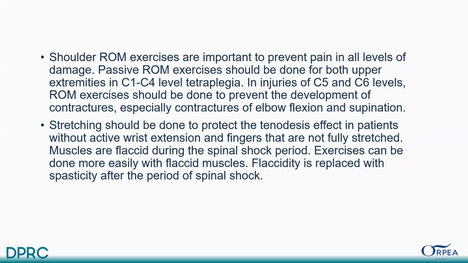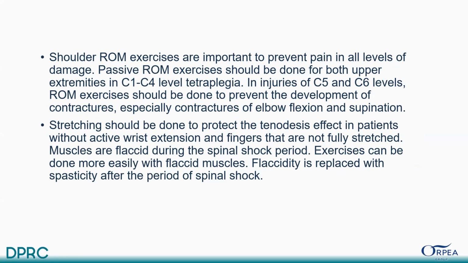Shoulder range of motion exercises are more important to prevent pain in all levels of damage. Passive range of motion exercise should be done for both upper extremities in C1 to C4 level tetraplegia. In injuries of C5 and C6 level, range of motion exercise should be done to prevent the development of contractures, especially contractures of elbow flexion and supination.